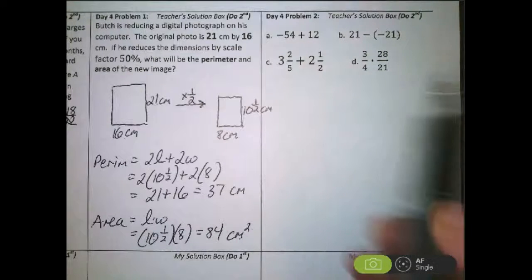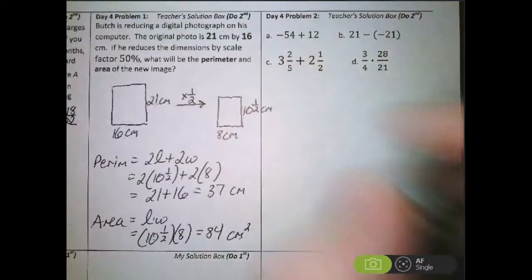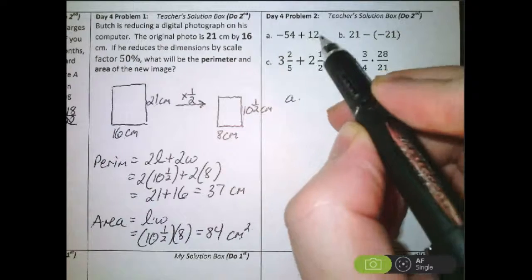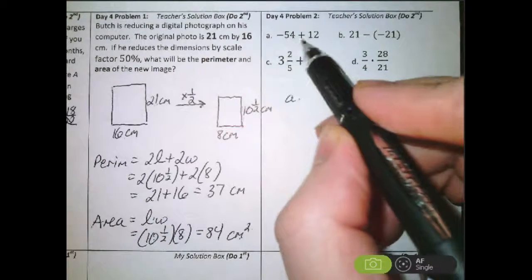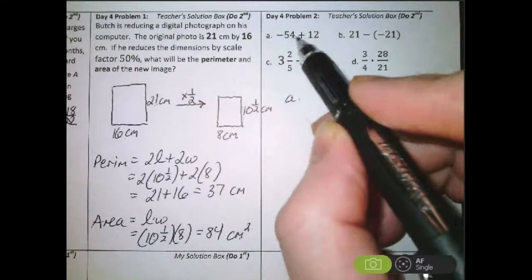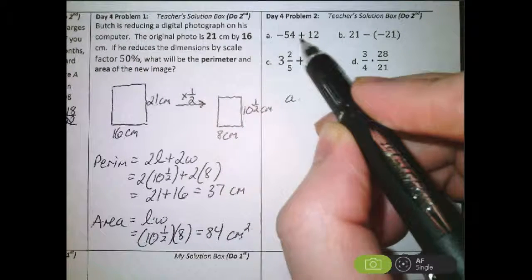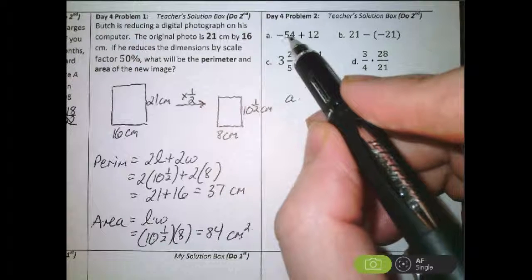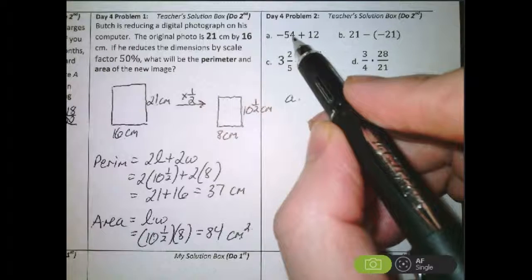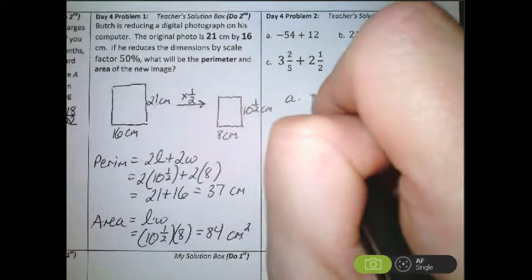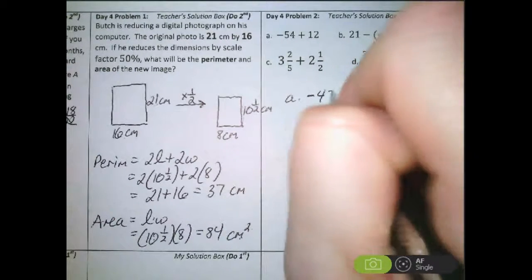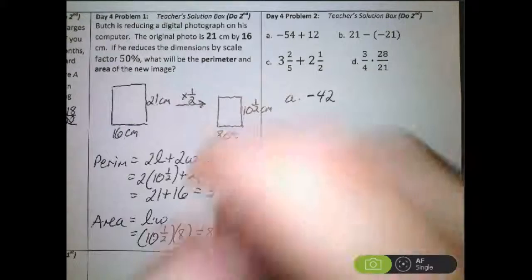Day 4, problem 2, we have these 4 arithmetic problems. So question A, negative 54 plus 12, a negative number plus a positive number. We end up having to find the difference between the numbers, or think of subtracting these numbers. And the 54 is the larger number, and it's a negative number. So when we find the difference between them, we're going to have a negative value remaining. 54 subtract 12 is 42, so negative 42.